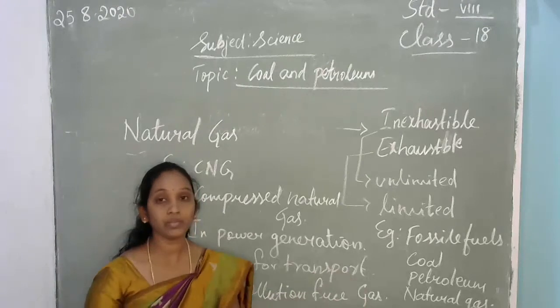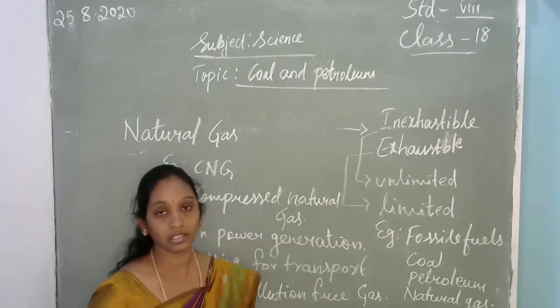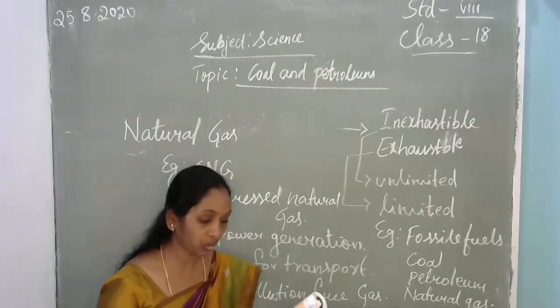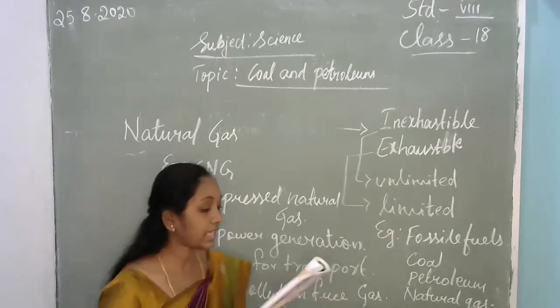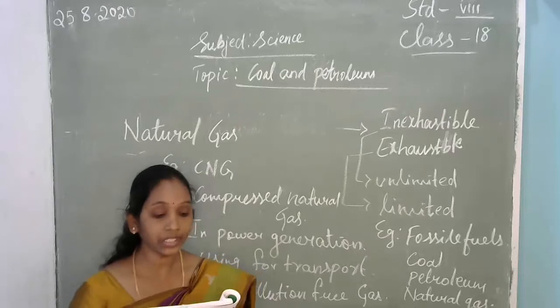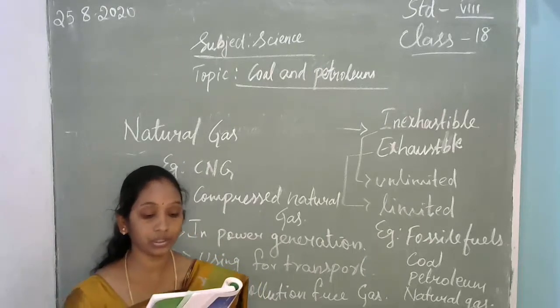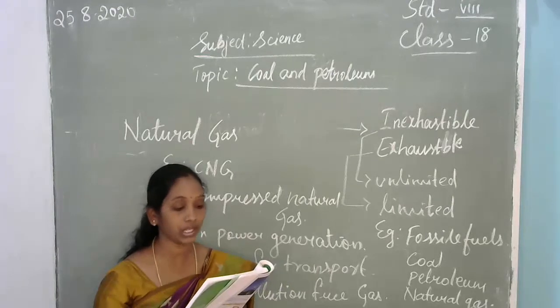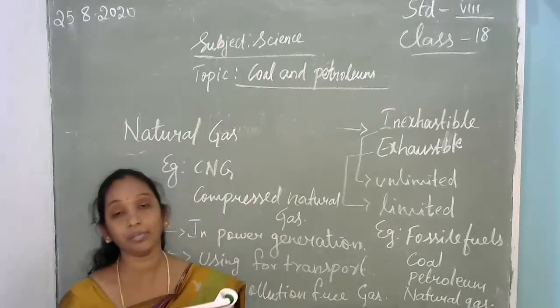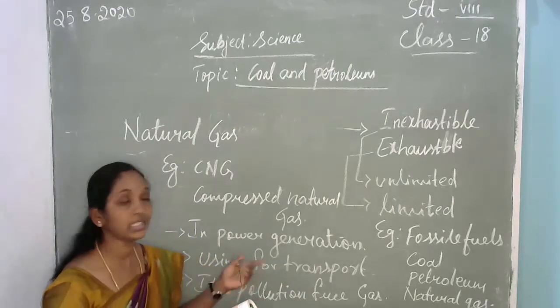Through pipelines we can connect it to our gas cylinders also. So we can use CNG gases in households and even in factories. Such a network of pipelines exists in Gujarat. That is where they started first in our country. Some parts of Delhi and other places are also using these CNG gases.